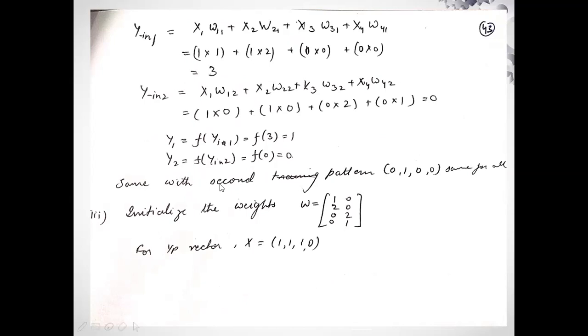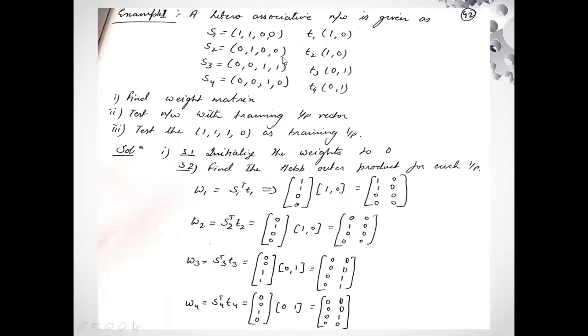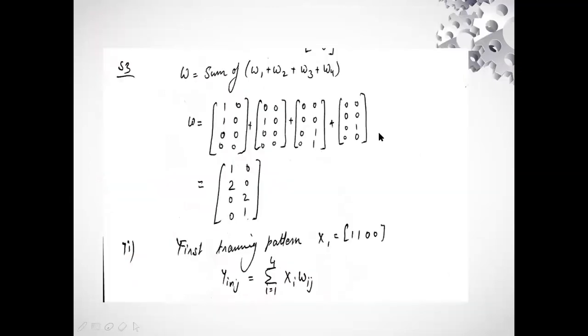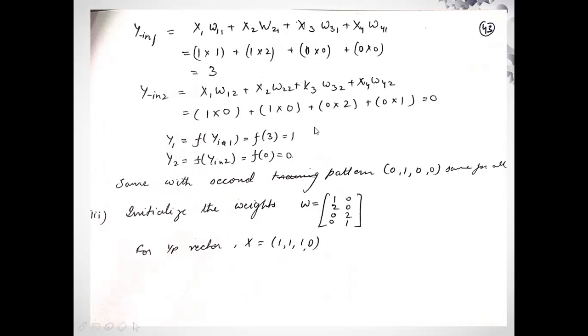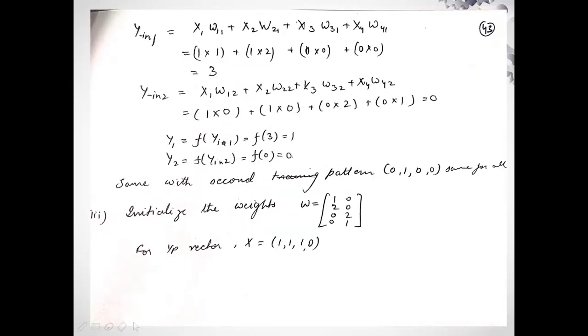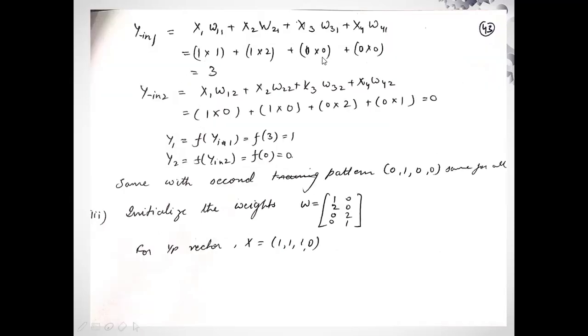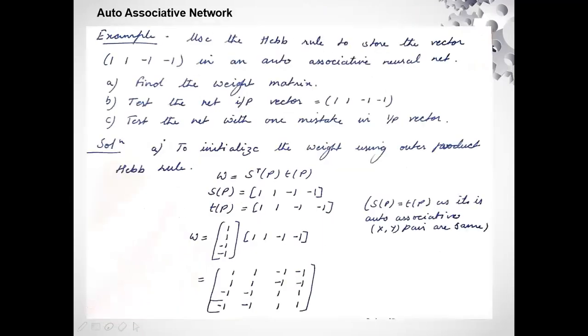Similarly, we are going to calculate it for the second pattern. What is the second pattern? The second pattern is 0100. Again, we calculate it with the help of this. This is the solution for the second part, testing the network with the training input pattern. Now test 1110 as the input. Instead of X1 being 1100, we are going to calculate with 1110. You can do it in the assignment also. Thank you very much.